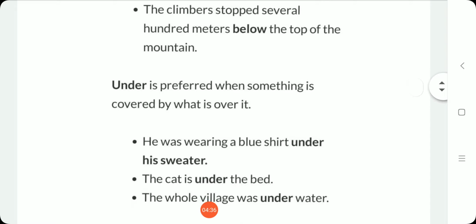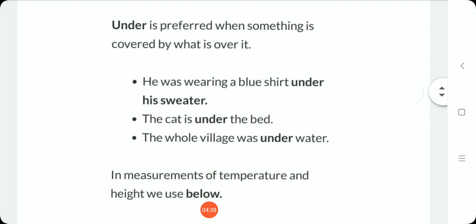Likewise, under is preferred when something is covered by what is over it. Already we have seen for above: no touching, no movement. For over we can use it with touching and with movement; those were the tips we saw in above and over. So here under is preferred when something is covered by what is over it.